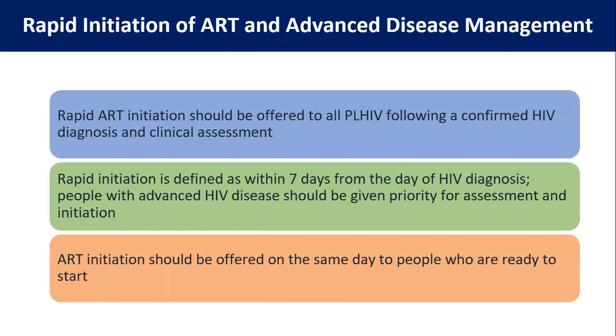So in the package of advanced HIV disease management, we have seen rapid ART initiation also prevents mortality and morbidity. Rapid ART initiation here means initiation of ART within 7 days from the diagnosis of HIV. But this is not a hard and fast rule. Depending on different kinds of opportunistic infection, this may be delayed. For example, in meningitis, as we have seen earlier, in TBM or cryptococcal meningitis, it has to be delayed. Otherwise, we will try to start ART as early as possible, within 7 days.